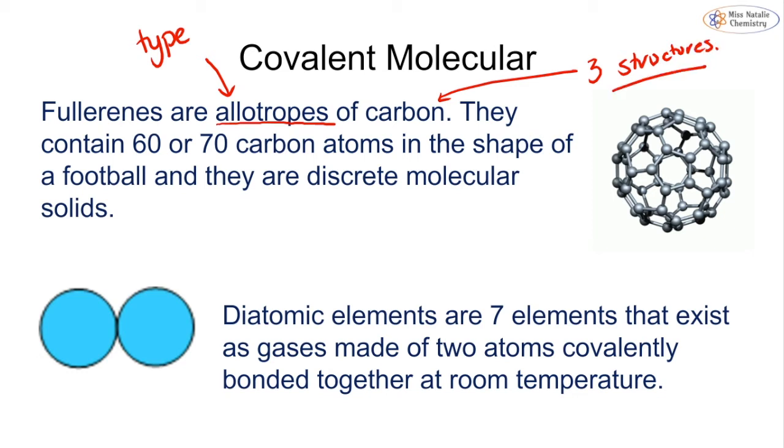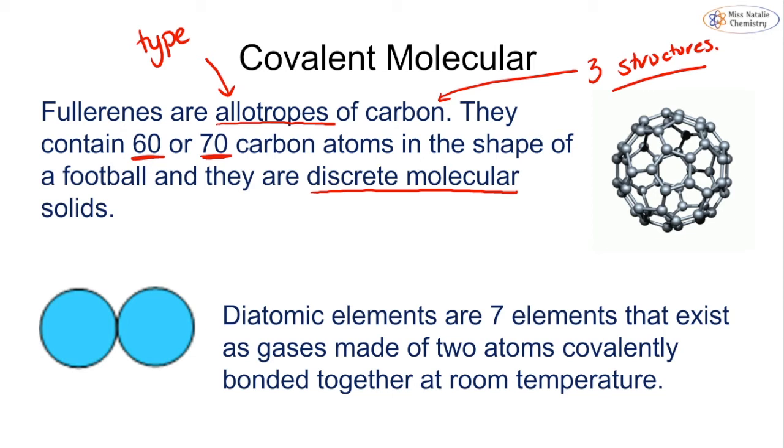Now, we don't go into a lot of detail about this in GCSE. It's just something that you need to know exists. And these contain either 60 or 70 carbons, and they're in the shape of a football or a soccer ball. And they are what we call discrete molecular solids. So these substances of carbon will always contain 60 or 70 carbon atoms, all covalently bonded.